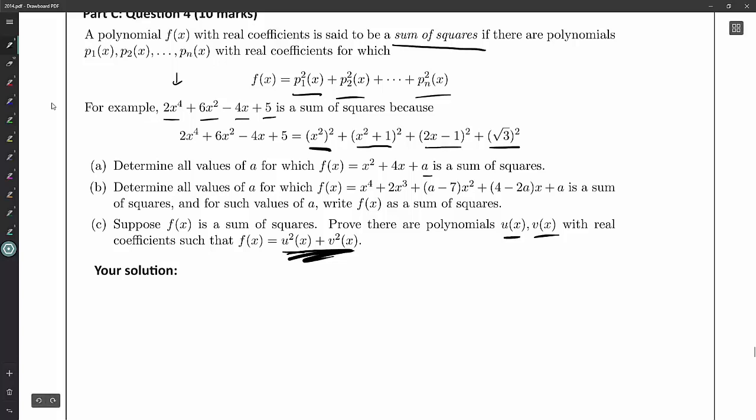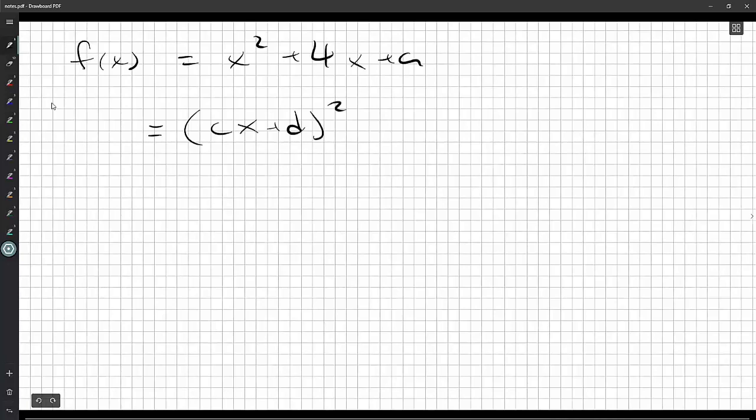But I suppose we could say, all right, let's get to A. So we obviously need a linear term. And so f of x is x squared plus 4x plus a. You're not just going to get away with just single constant squareds. You're going to need at least one linear term, right? So this has to be cx plus d squared plus some other stuff, some other squares.